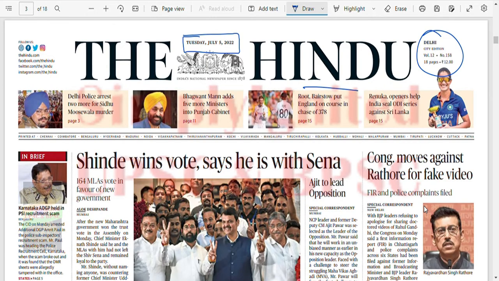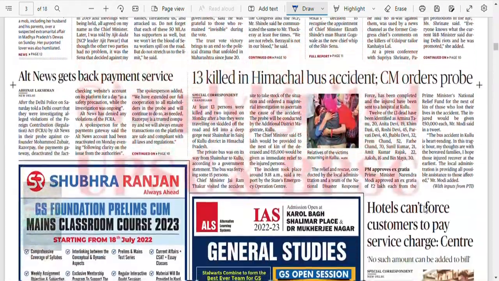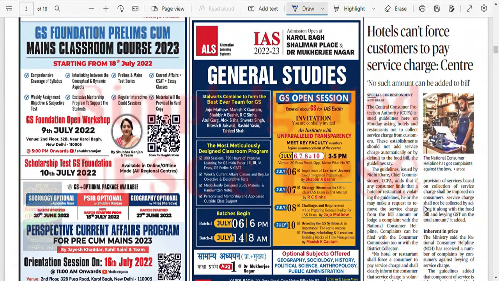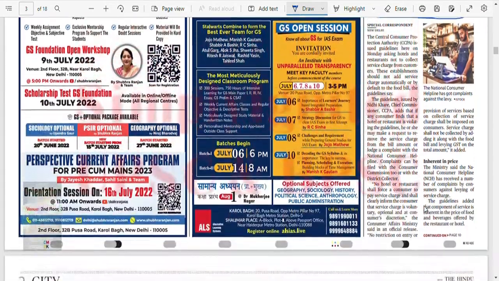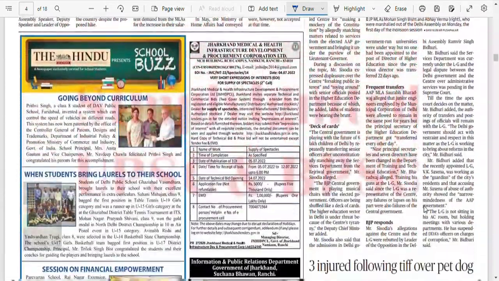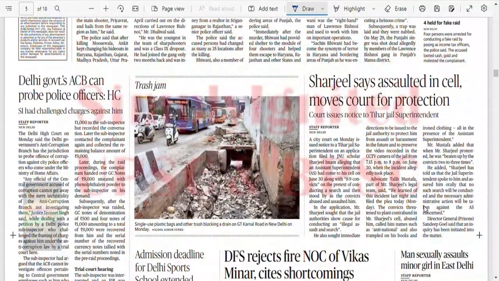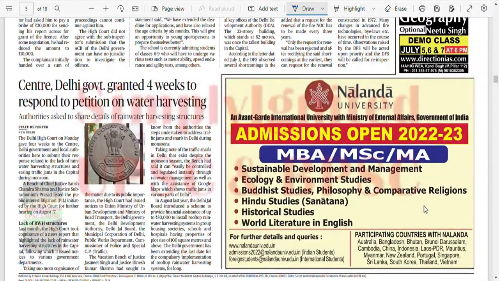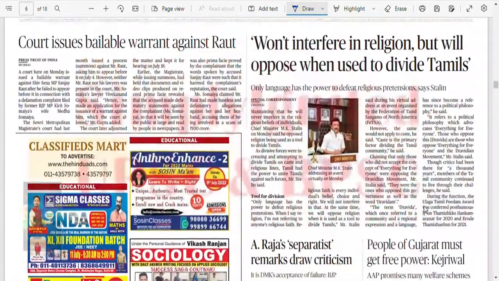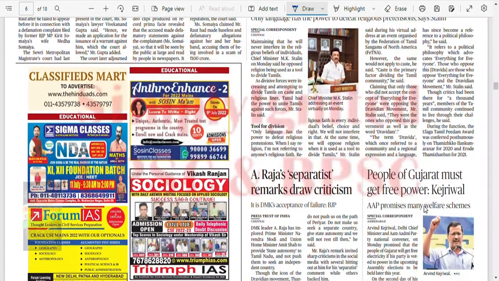Let's identify from today's newspaper what we have to study. There is nothing here. Hotels can't force customers to pay service charge. No such amount can be added to the bill. Just know this. There is nothing on this page, and nothing till now.